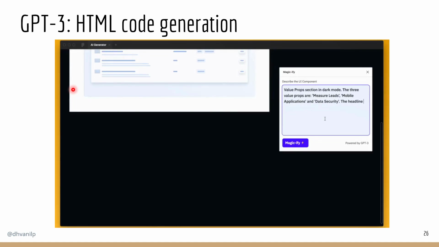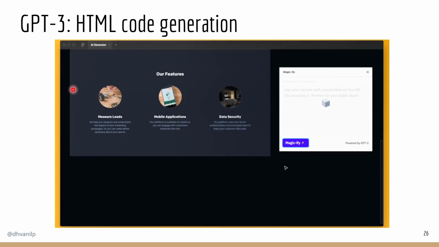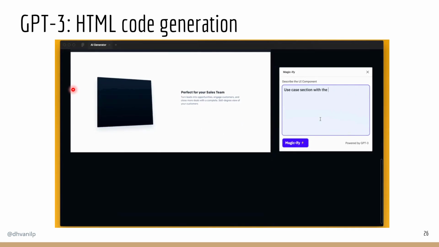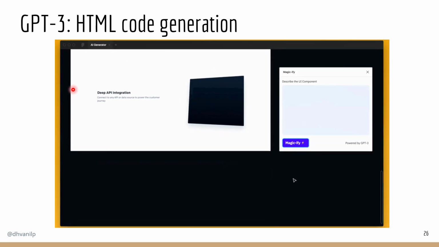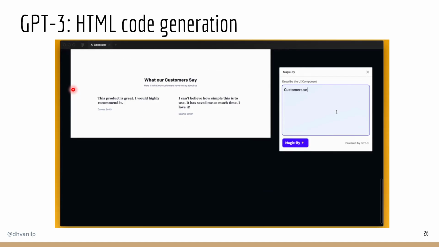Or you want another section with 3 buttons as the features of this company. And it generates all those sections with corresponding thumbnails for you. Again, some of the sections with some image in it. Another placeholder with the title deep API integration. You want a section for testimonials. And it nicely generates that section as well for you.